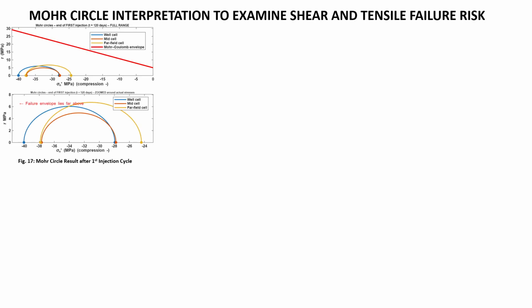Each of the rows corresponds to cycle 1 and cycle 5, with each column corresponding to injection, shut-in, and production, where the top panel shows the full stress range and the lower panel zooms in around the actual reservoir stresses.